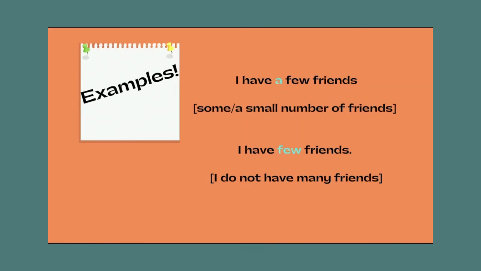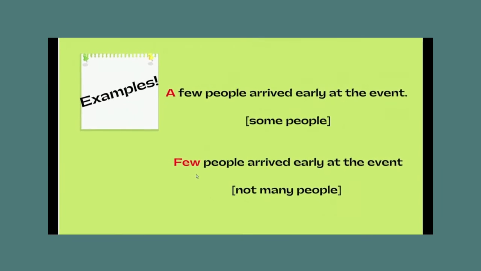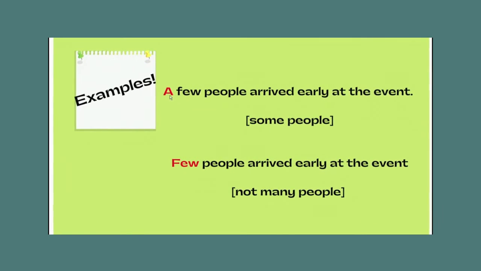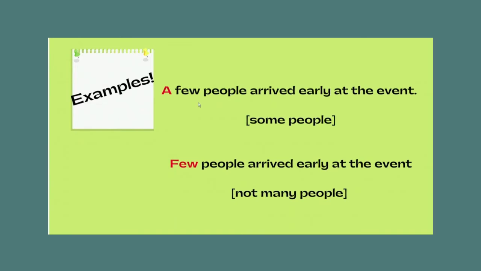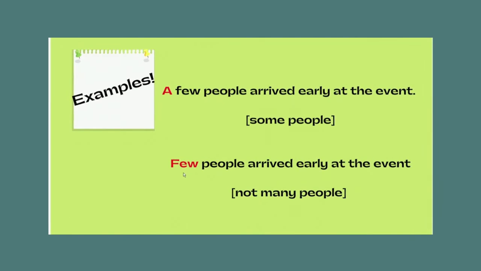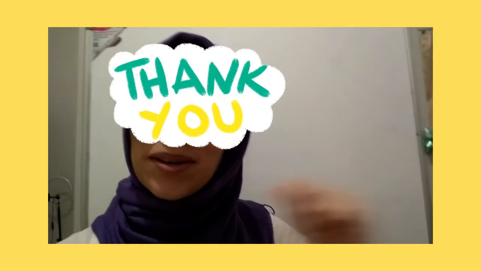Now let's look at the second example. A few people arrived early at the event. And the second one, few people arrived early at the event. So what is the difference? As we have said, with the use of "a few," that means there are some people who arrived at the event. But with the use of "few," it shows that the number of people who arrived at the event is very, very limited, or maybe not as many as had been said. Alright, so these are basically the differences between "a few" and "few."